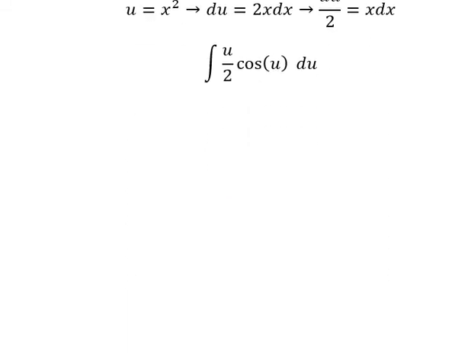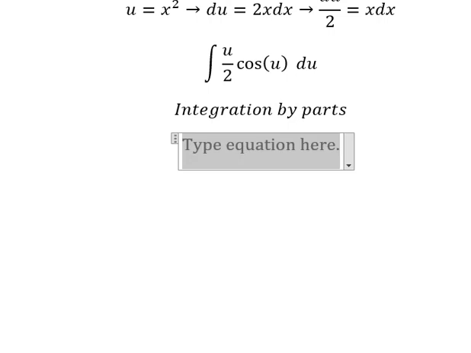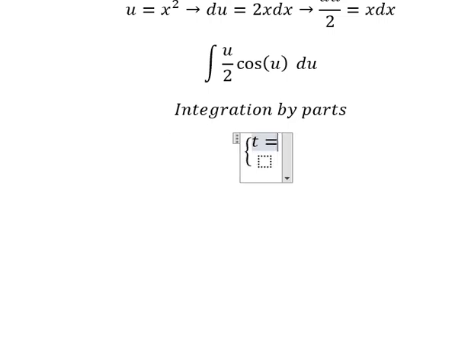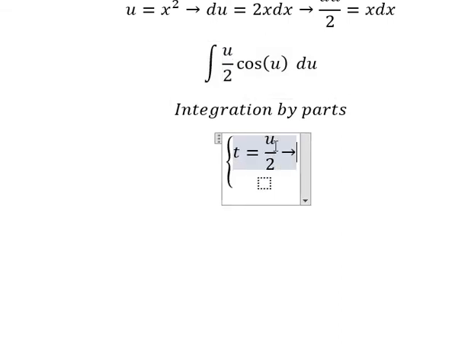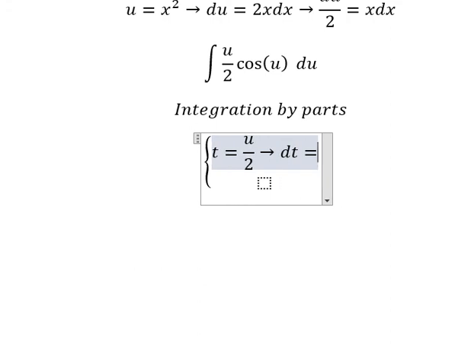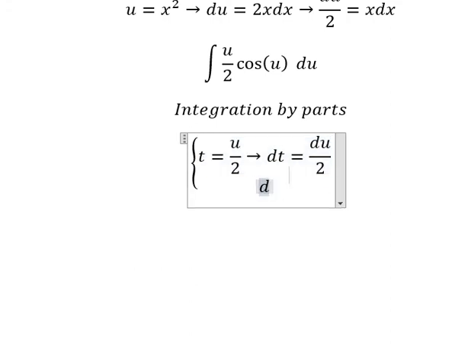Next, we can use integration by parts. So I need to put t equals u over 2. Later we take the first derivative of both sides. dv is cosine u du.